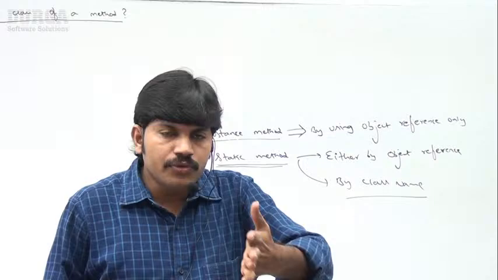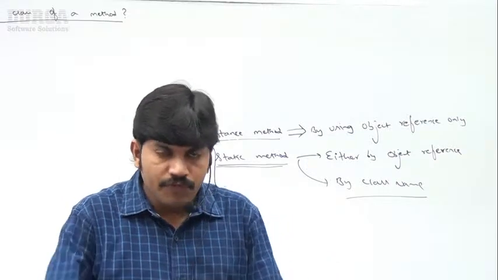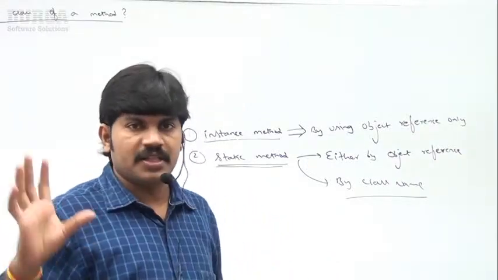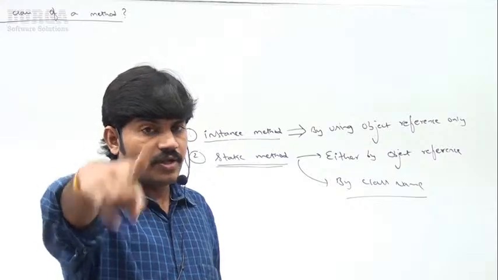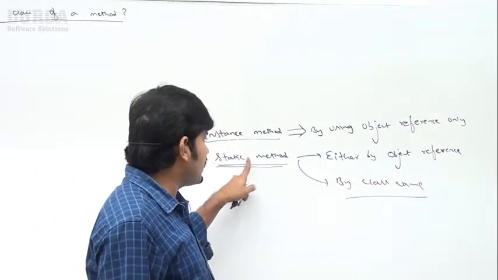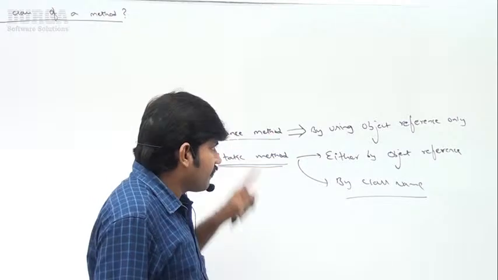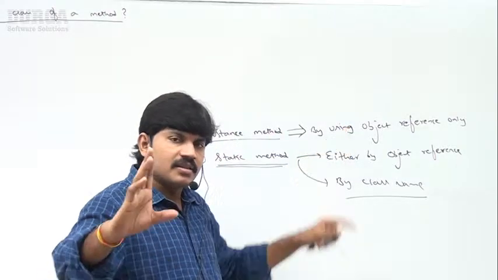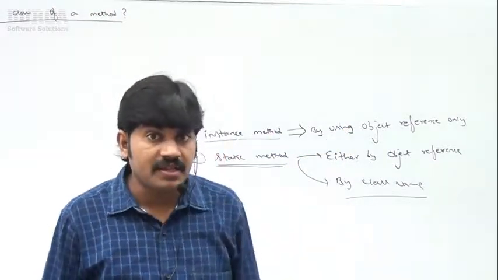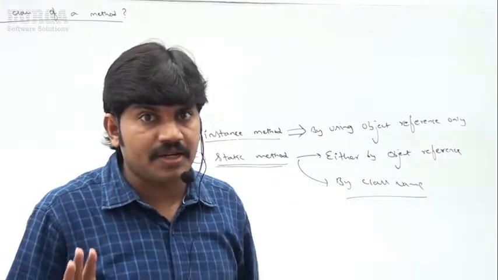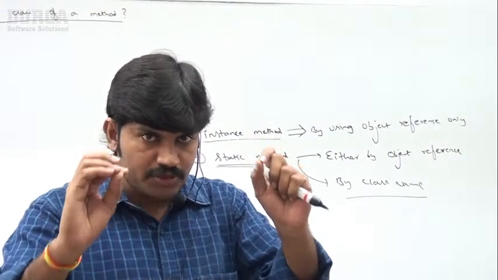So if you are calling any method by using the class name, that method is always a static method only. If we are calling a method by using an object reference, that method is always an instance method, a non-static method, an object-related method. That knowledge you people should have.